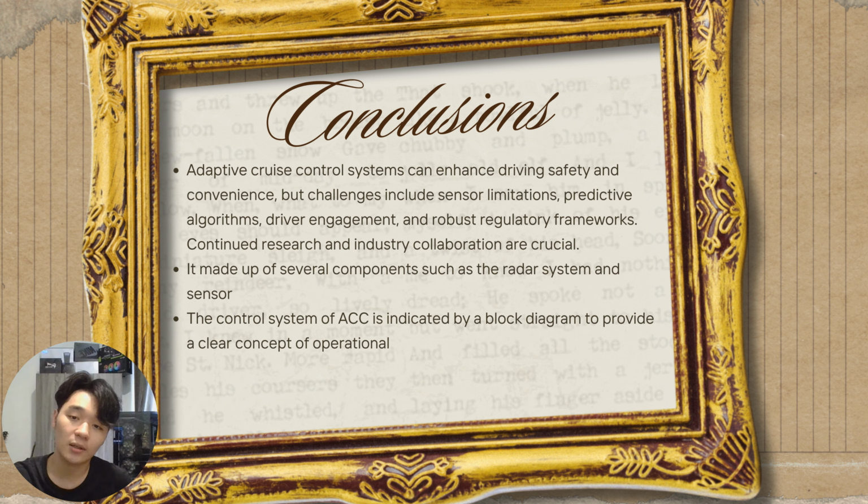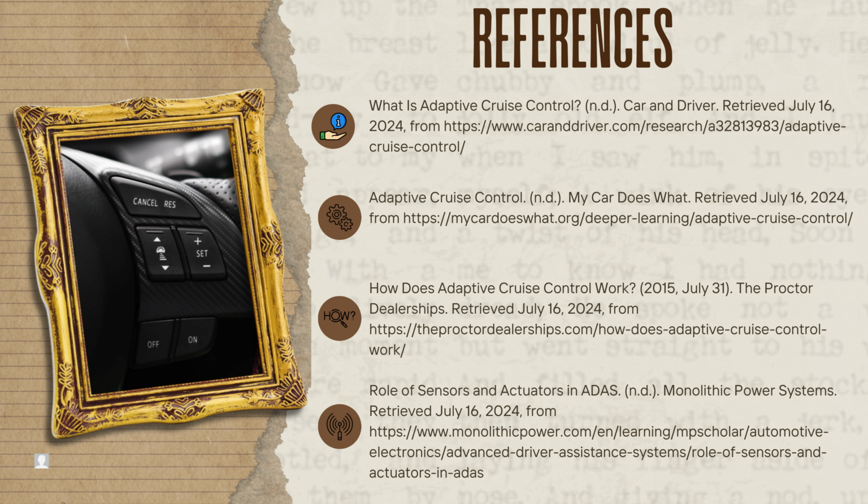For the second point, it is made up of several components such as the radar system and sensors and so on. The last point for the conclusion: the control system of ACC is indicated by a block diagram to provide a clear concept of operation. So these are all the conclusion points.